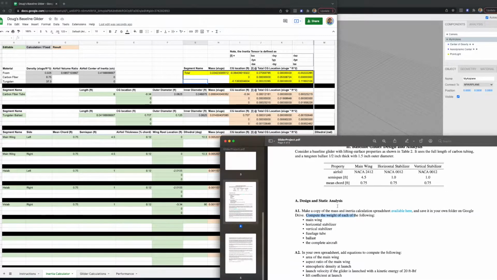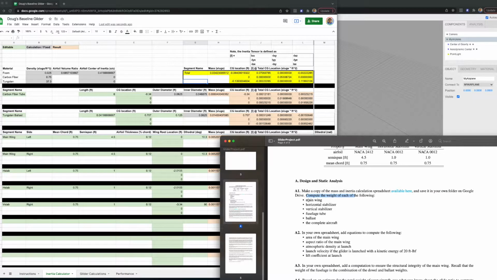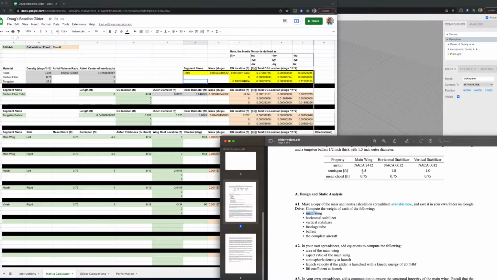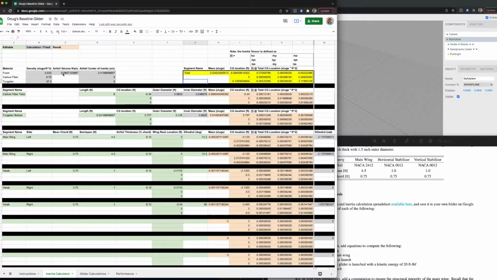We're going to first, it says compute the weight of each of the following. So the main wing. Now this calculator is just making some estimates about this glider. To really get the weight of the main wing, if you knew the airfoil properties and the span and everything, you'd probably need to put this into some kind of a CAD package like CATIA or SolidWorks or Unigraphics or something like that. But these are just estimates, and we've got this thing called an airfoil volume ratio, and this is based off of the NACA 0012 series, so 2412, basically a 12% thick NACA airfoil.